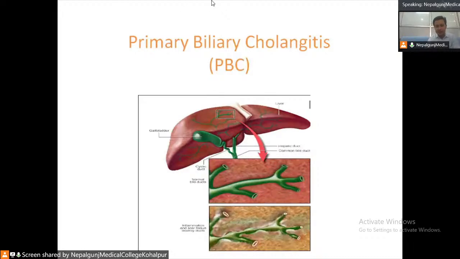intrahepatic bile duct involvement. If you see this picture, this is the liver, and these are the intrahepatic bile ducts. This is a small portion of the bile duct. You see, this is a normal bile duct, and this bile duct is inflamed and narrowed. So there is damage to the bile duct. This is biliary injury, intrahepatic biliary obstruction, intrahepatic biliary cholestasis, the primary biliary cholestasis. Okay, so let us start.